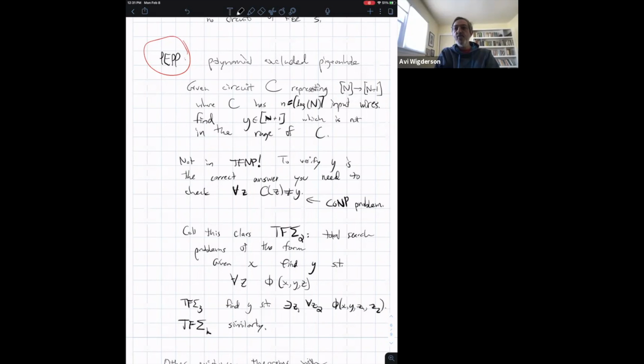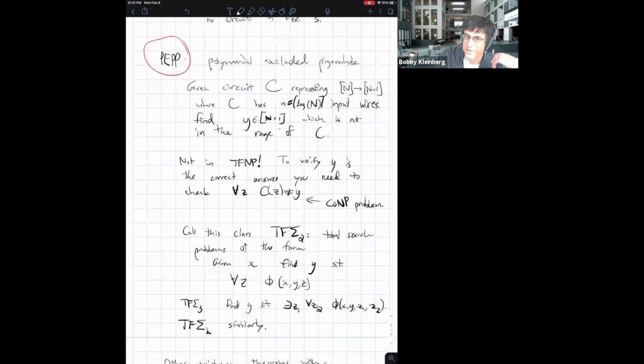More questions. Proof complexity generator. Cool. Anybody? Yuval, thank you for all the pointers that you're putting into the chat window.